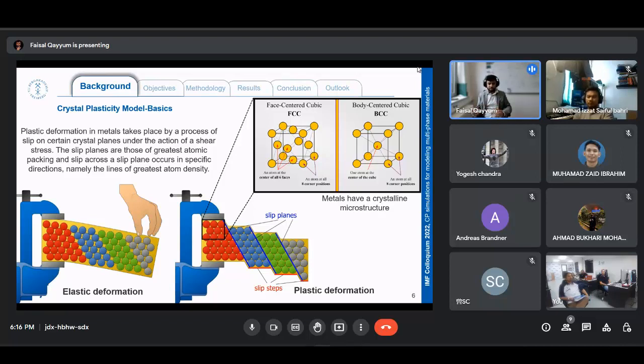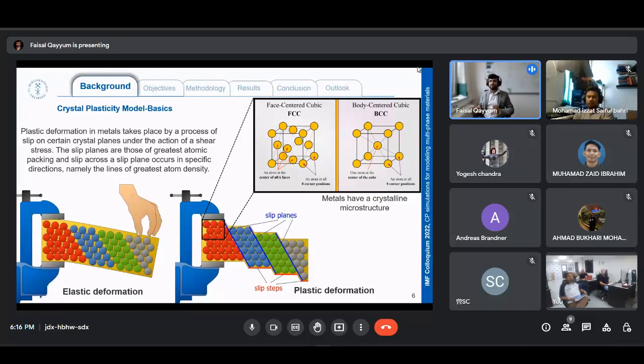Depending on the crystal structure, plastic deformation in metal takes place by a process of slip on certain crystal planes under the action of applied shear stress. The slip planes are those of greatest atomic packing, and slip across slip planes occurs in specific directions, namely the lines of greatest atomic density.